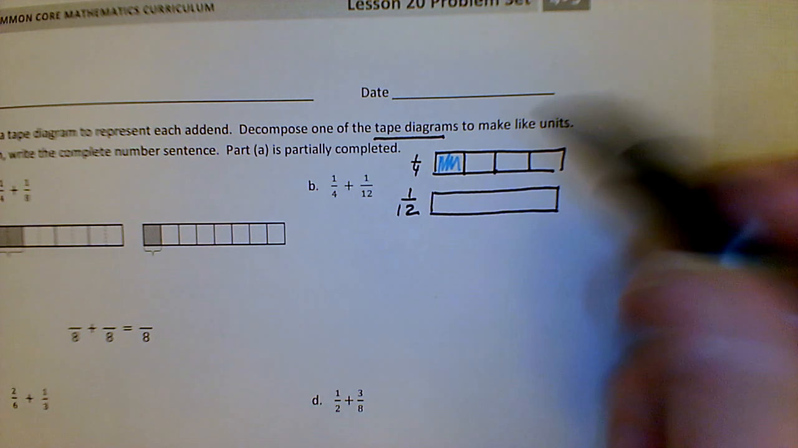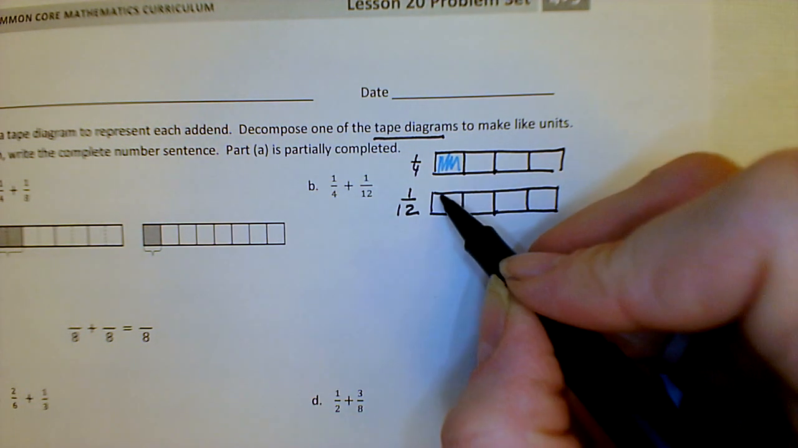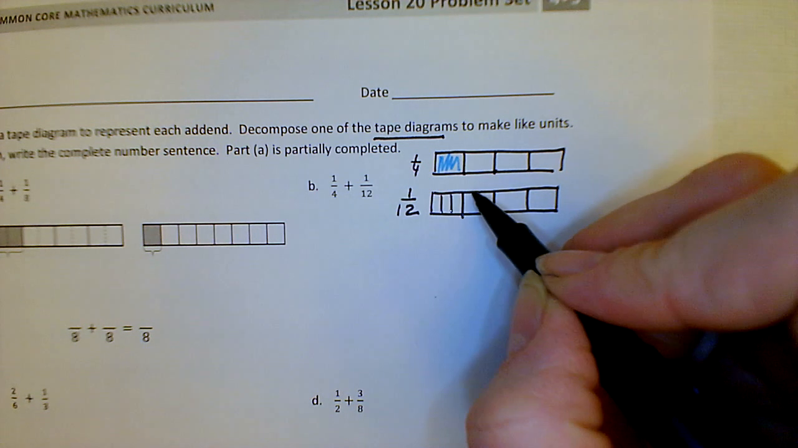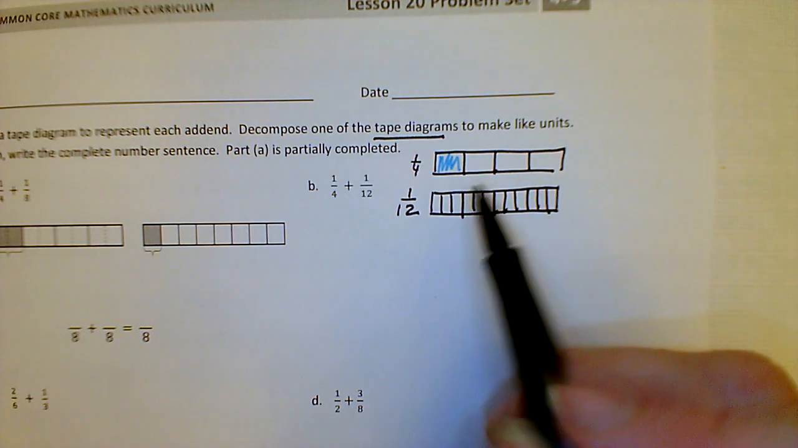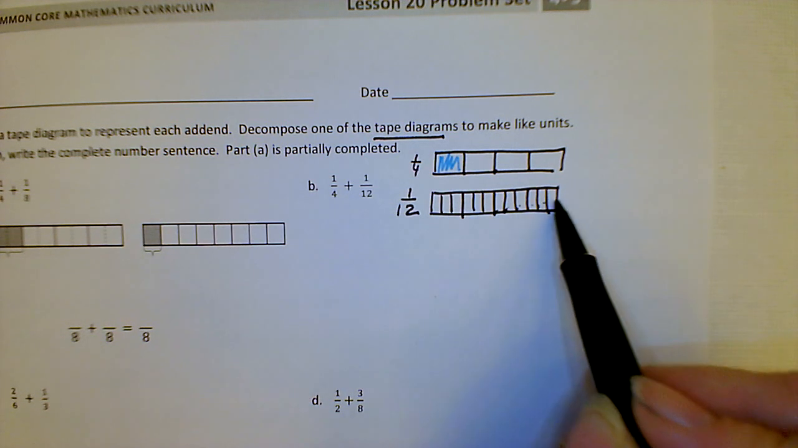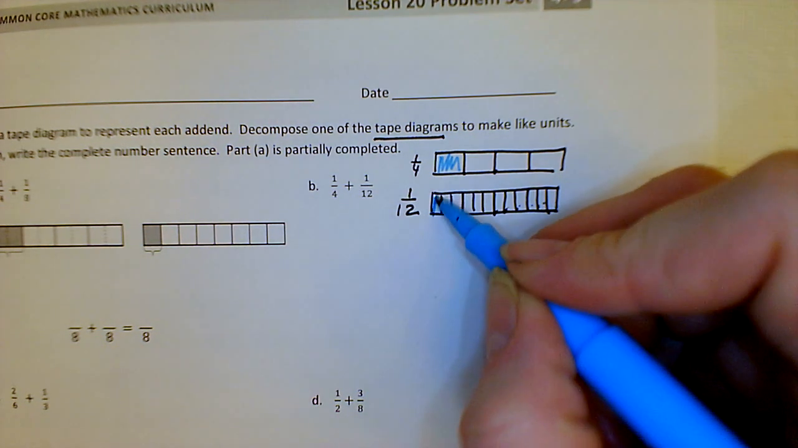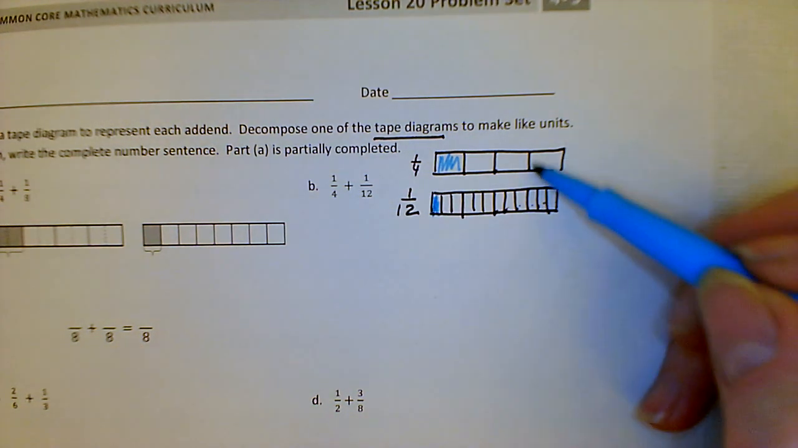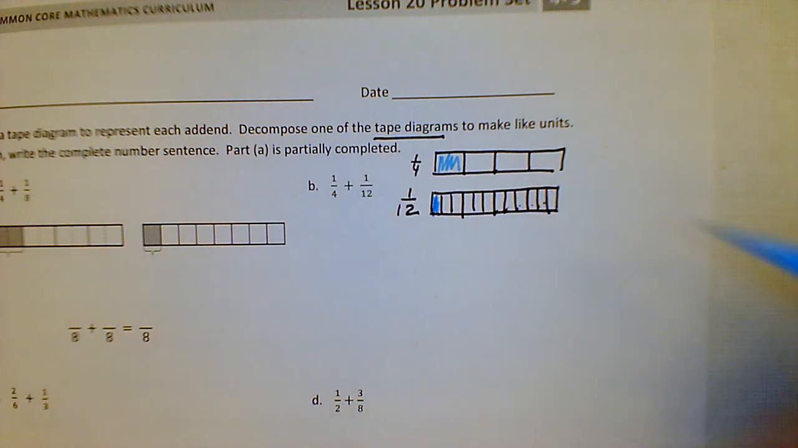Then for 1/12, I'm going to have to very carefully do the same thing. I need to have 12 pieces. 1, 2, 3, 4, 5, 6, 7, 8, 9, 10, 11, 12. So I did it, and now I just have to color in one of those. So hopefully what you're seeing is that 1/4 is equivalent to 3/12, and you should see that from your drawing.